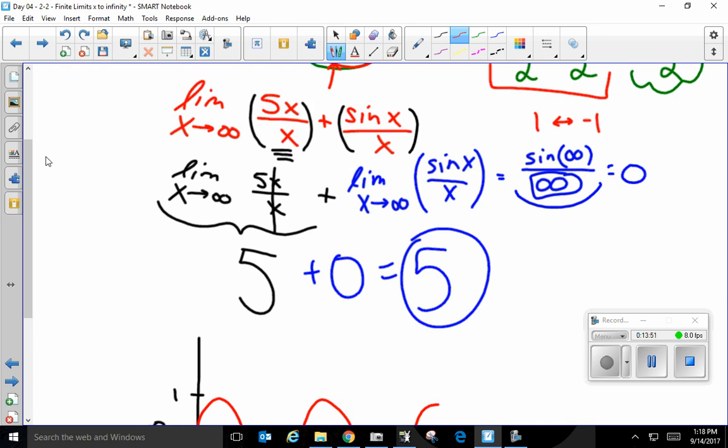This goes to 2, 3, 4, 5, 6, 7, 8, 9 million, 100 million, a billion. When you start getting those big numbers and you only have a 1 or a negative 1 up here, that's going to approach 0.